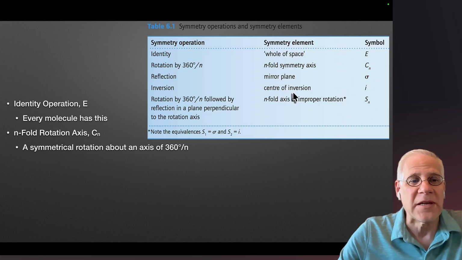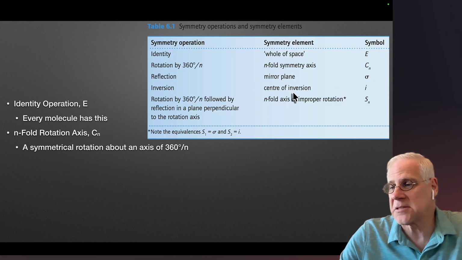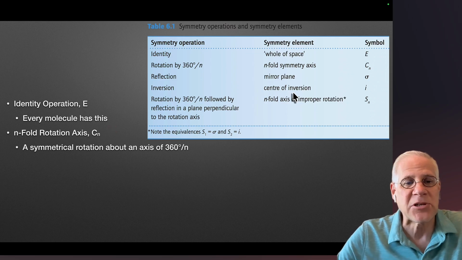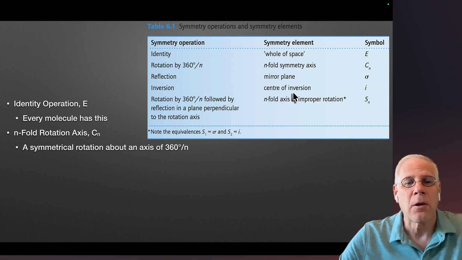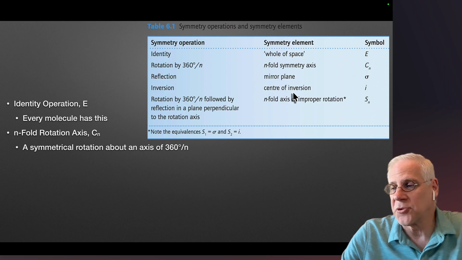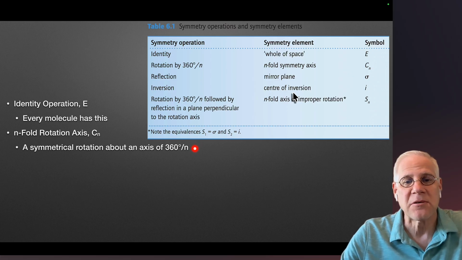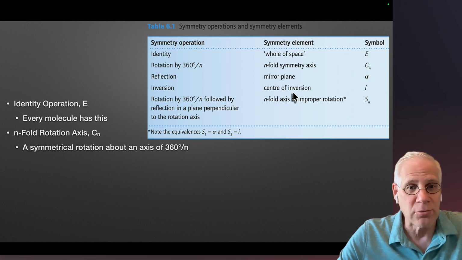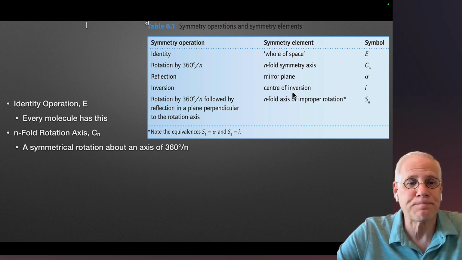We have things that are called an n-fold rotation axis, and those are denoted as Cn. That is a symmetrical rotation of a molecule around an axis, and the number of degrees is 360 degrees divided by n. So if you take a molecule and rotate it around an axis by 360 degrees divided by some value n, and you get the exact same molecule, looking the same way, then you have a symmetrical rotation.